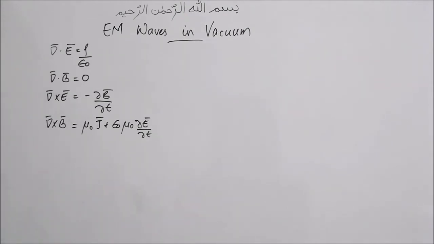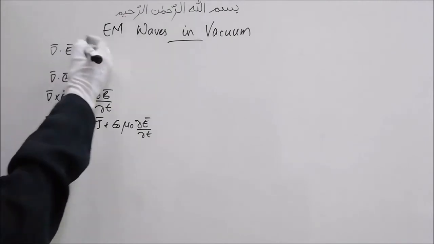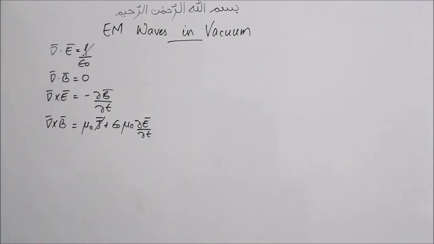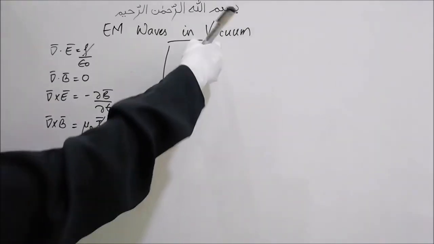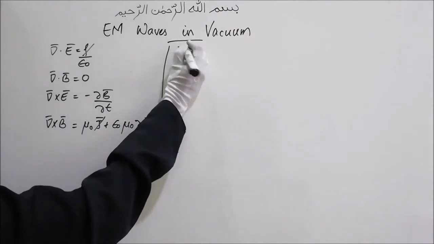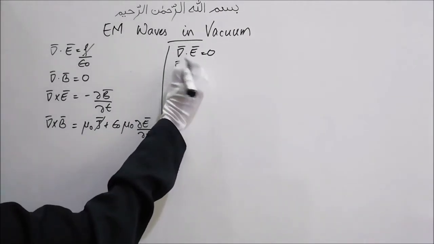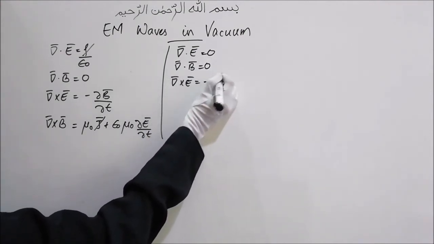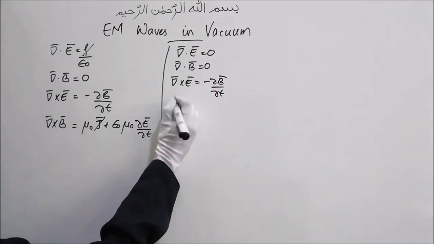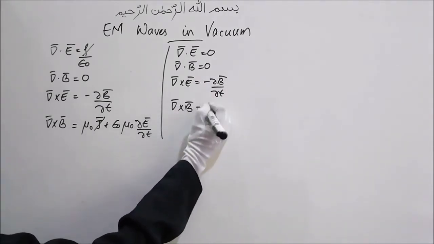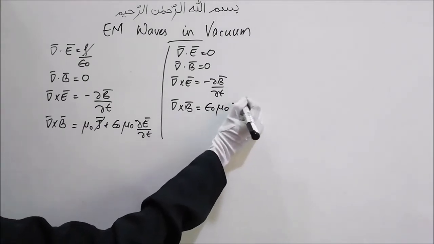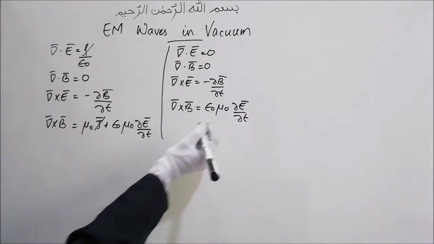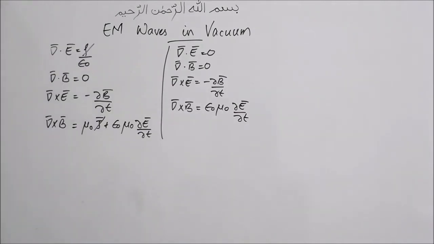Now in vacuum or free space or air, we don't have any charges or currents. In that case rho will be 0 and J will also be equal to 0. So our equations in vacuum will turn into del bar dot E bar is equal to 0, del bar dot B bar is equal to 0, del bar cross E bar is equal to minus del B bar by del t, and del bar cross B bar will be equal to epsilon naught mu naught del E bar by del t. Epsilon naught is the permittivity of free space and mu naught is the permeability of free space or vacuum.